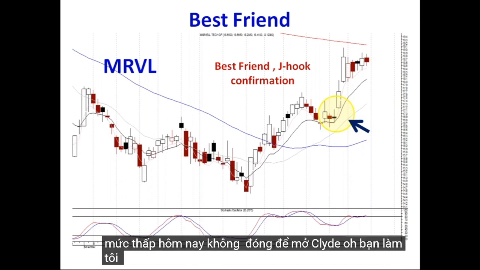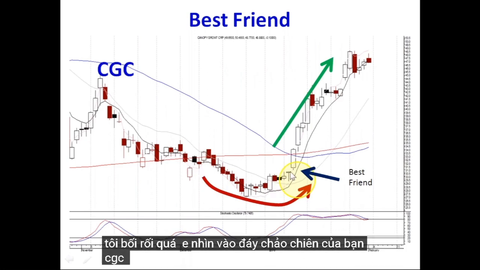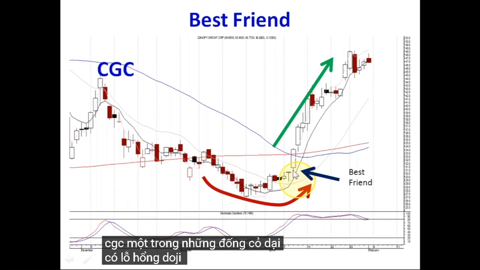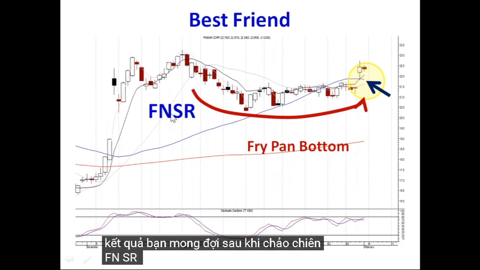Clyde, you got me confused there. Look at your fry pan bottom. CGC, one of the weed stocks. There's your little doji gap up. This is the result you expect after a fry pan bottom.